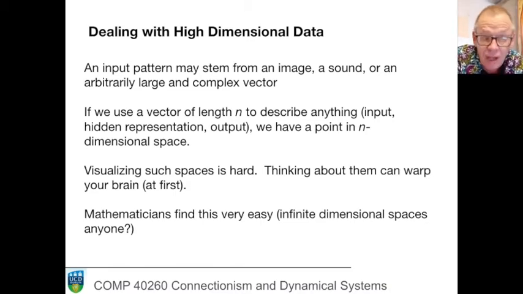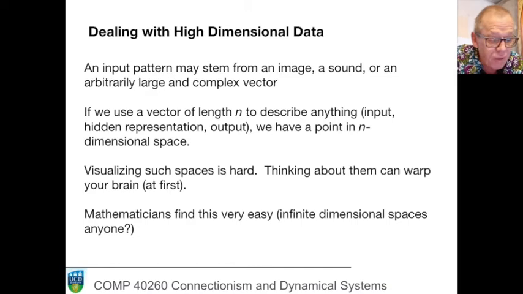When the domain from which the data is drawn that a network works on are from the domain of images or sound in particular, which are very beloved of deep learning networks, then the dimensionality goes through the roof.